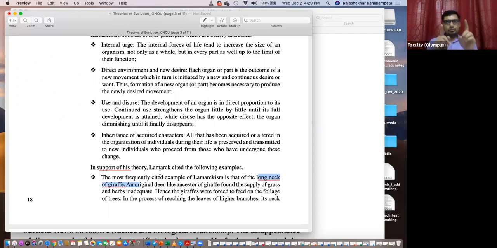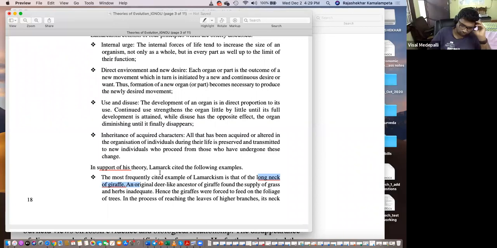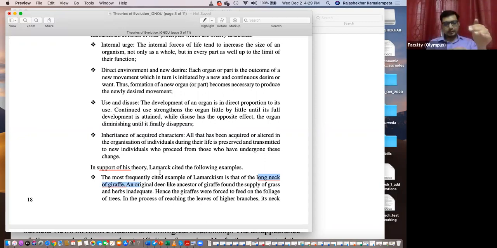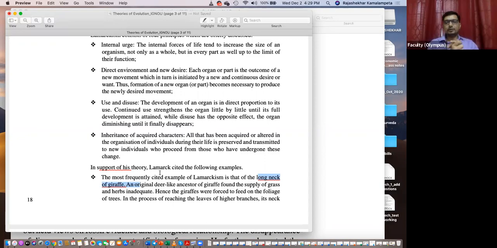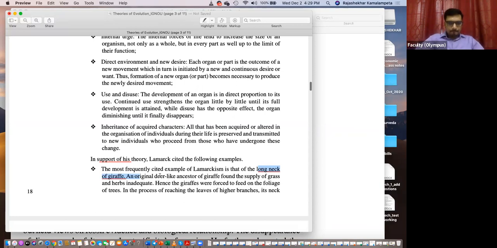I'm also going to show you a chart. There is an easier way of explaining this, especially the last parts, use and disuse and inheritance of acquired characteristics. I found this online. I think it's a nice way of presenting this information. I'll show you that. So just listen to me, then I'll show you the image and you can write in that order.